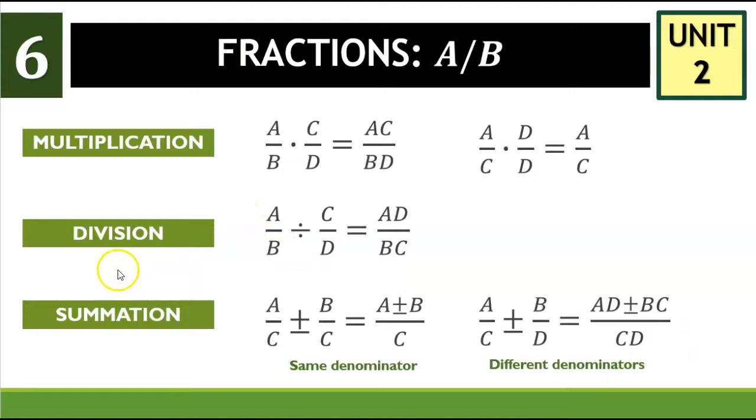Division is simply the inverse of a multiplication. Therefore, for example, here we have a over b divided by c over d. What we do is we flip c over d and it becomes d over c, and we multiply those terms, a times d divided by b times c.